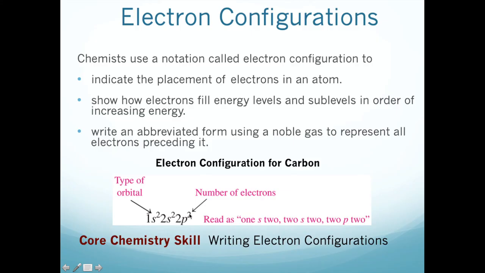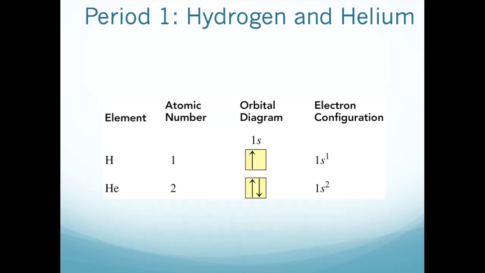There is a way to write an abbreviated version using a noble gas to represent the core electrons. I'll show you how to do that in a little bit. It's kind of silly for some of these smaller ones, but it is useful, especially once you get to the bigger ones. In these next few slides, I've shown the orbital diagrams and the electronic configurations for a bunch of elements, going in order of atomic number. So we'll work our way up accordingly.